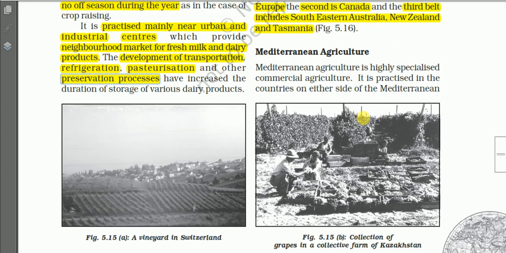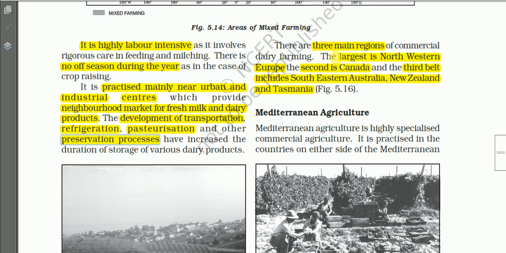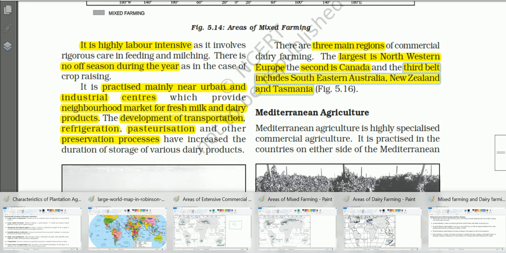And about the areas of dairy farming, we have three main regions of commercial dairy farming. The largest region where mixed dairy farming is practiced is northwestern Europe. The second one is Canada. The third belt includes southeastern Australia, New Zealand, and Tasmania. Figure number 5.16 shows the same, and it is here.